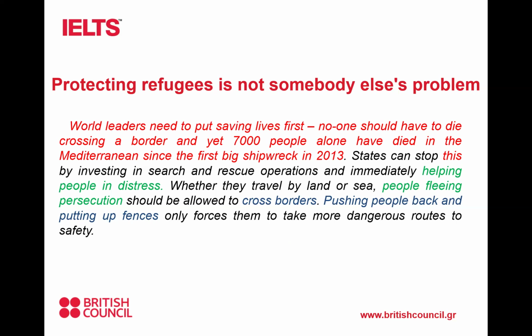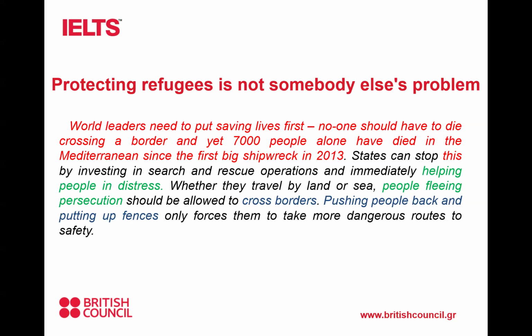There's a pattern here. It's called the new old pattern. In the first sentence, all the information is new. We don't know anything about what world leaders should do and how many people have died. But in the second sentence, we refer to this using the word this. It's something old. And then we introduce something new, helping people in distress. So the second sentence has something which is old and something new. And this pattern is repeated in the third sentence.